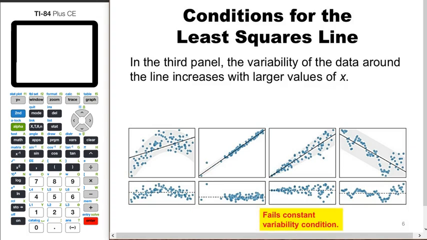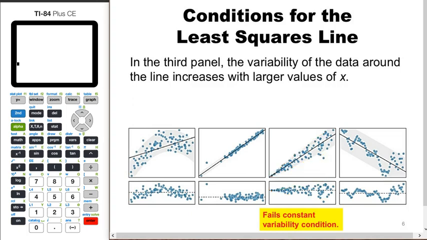The next graph fails the constant variability condition. If you look at it, you have this cone shape. You can see it both with the graph and the residual plot. So we don't like that. That fails the constant variability condition.